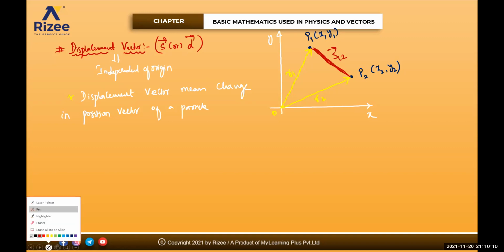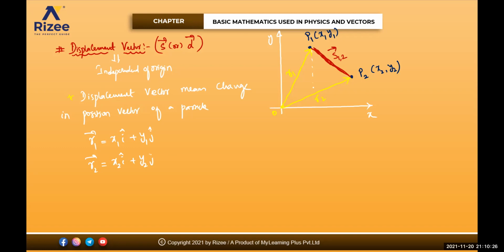Now, can anyone tell me what is the value of R1 bar? R1 bar will be equal to x1 i cap plus y1 j cap. R2 vector will be equal to how much? x2 i cap plus y2 j cap, isn't it? So initially this particle was somewhere here. That means this is x1. This one was your y1. Now this one is x2, from here to here. From here to here, this one was x1. From here to here, this will be your y2. y1 will be from here to here. This is your origin. Clear?